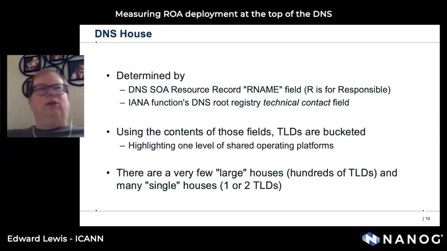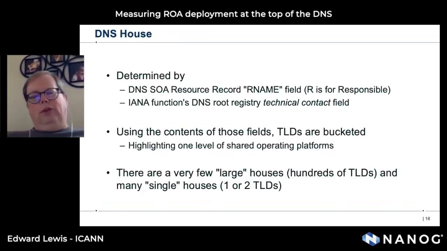The RNAME is supposedly the responsible identity of who's running the DNS, who's created the zone file. Now, it's not guaranteed to be accurate, but it turns out to be pretty accurate in the DNS core. The operators there have taken time to put in a reasonable value that can tie things together. And also, there's a technical contact field in a registry for the root zone, managed through the IANA functions website. You can get it through their website or actually online. And I can use those two things together and weave a little web of connections and create buckets of who's cooperating, who's running a bunch of TLDs out there.